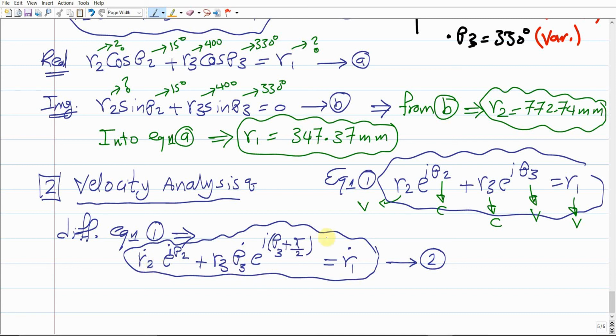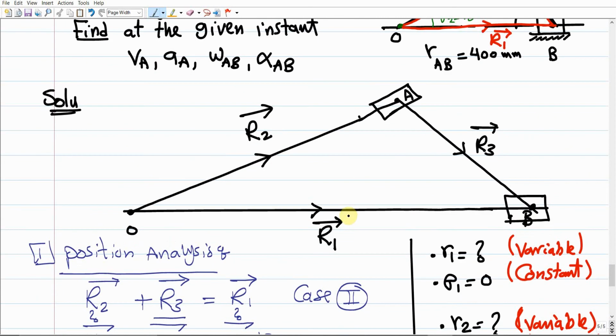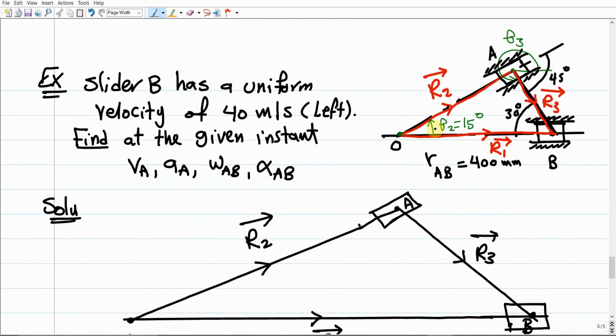Make sense? We have to understand which of these variables is already given and which is unknown for the velocity analysis, typically the same as what we did for the position analysis. On the side here, we have three new variables: R1 dot, R2 dot, and theta 3 dot. R dot indicates V. So what is R1 dot? It should be the sliding velocity of slider B.